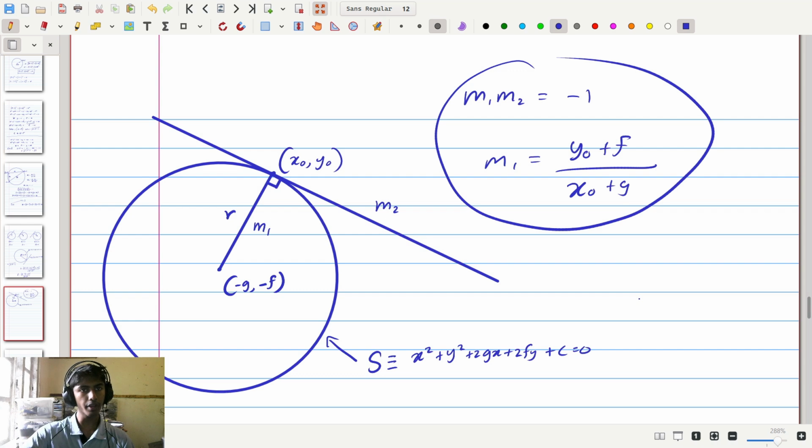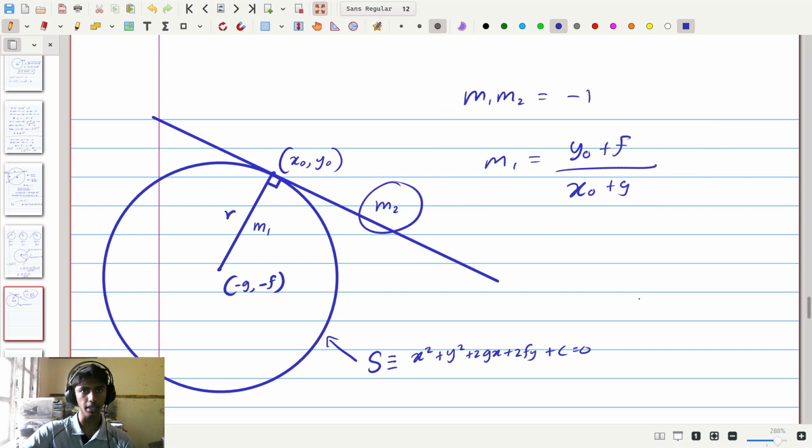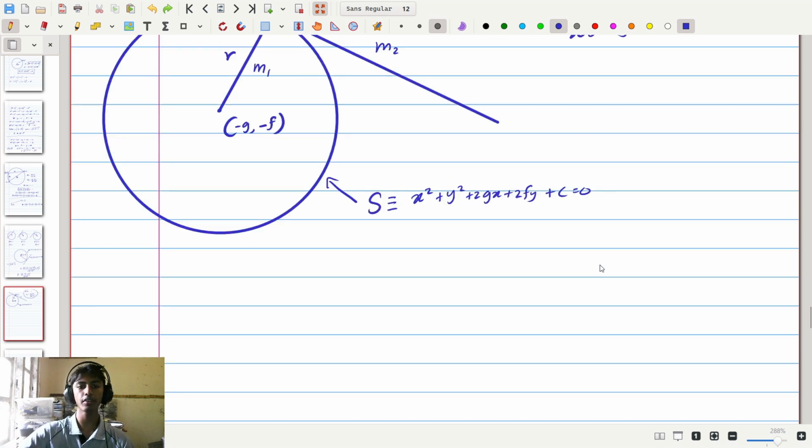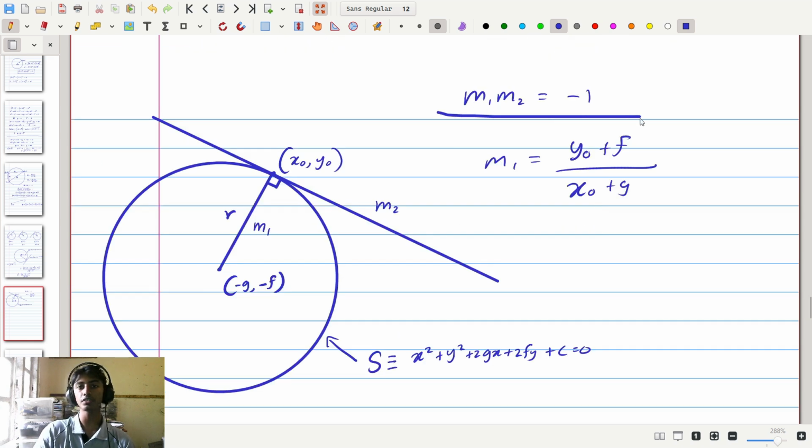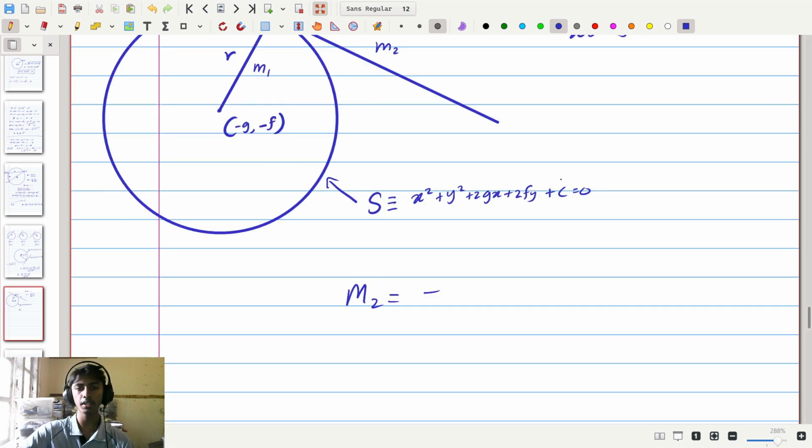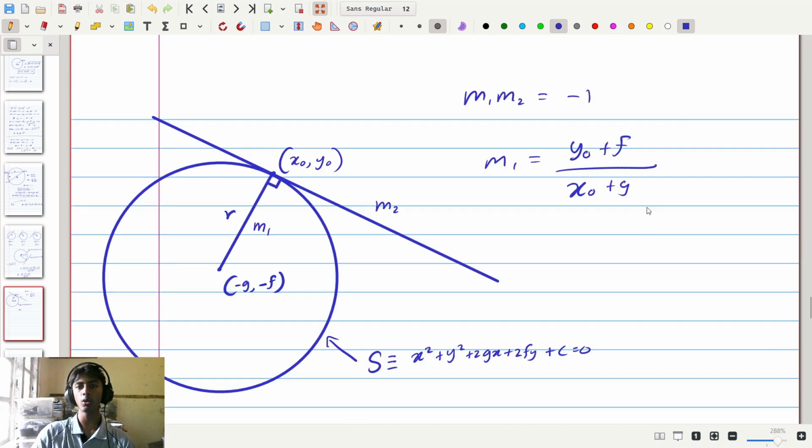Using these two equations, we can find the gradient of the tangent line m2. So I'm going to go down here and write that m2 is equal to, according to this equation, negative 1 divided by m1, which is going to be x0 plus g divided by y0 plus f, with a negative sign in front.